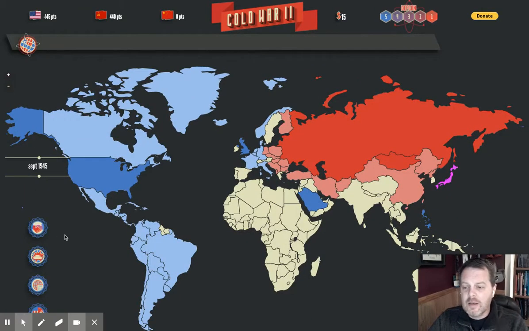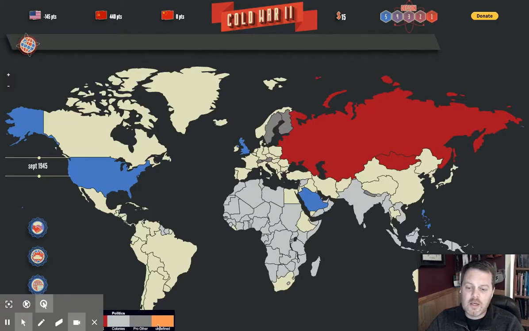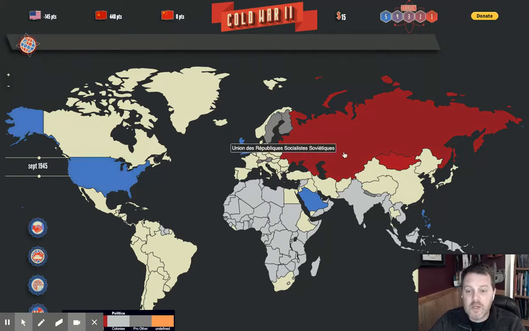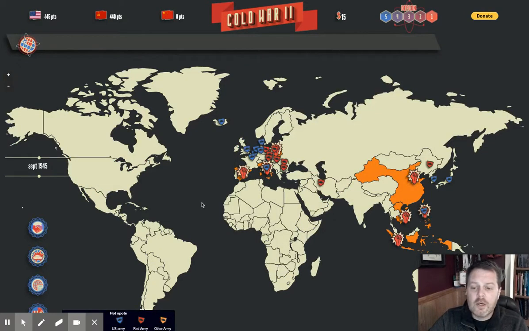All right, then we go down the side here. We look at some choices. The first one we have is color choices. If I click it, it shows me across the bottom here the politics. So, red for communism, blue for capitalism, or red for Soviet Union, blue for USA in terms of sphere of influence. And that will change as the game progresses. The tank here shows areas of conflict.